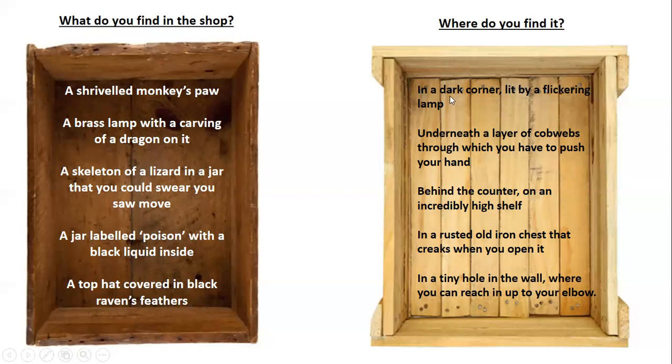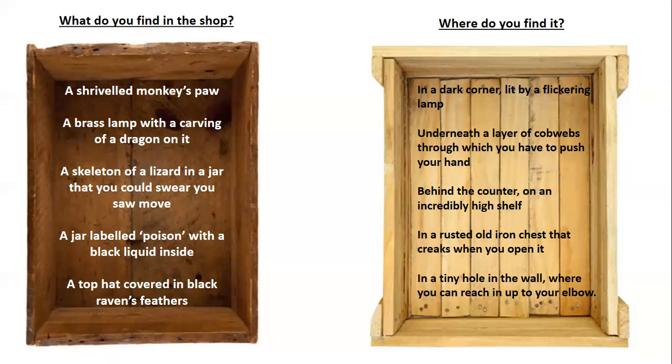And again, I've added stuff just to where you find it. So in a dark corner, and I've had it lit by a flickering lamp. Underneath a layer of cobwebs that you actually have to push your hand through. Maybe there's those little spider egg things. They come in little sacks and then they hatch out. There's tiny little white spiders and loads of them. And maybe when you push your hand through, hundreds of little tiny white spiders go all over your hand. Behind the counter on incredibly high shelves.